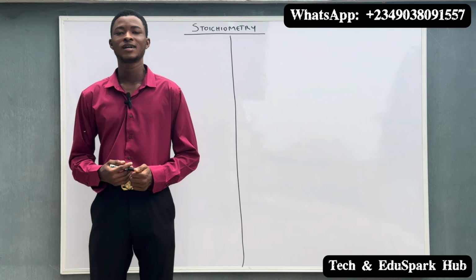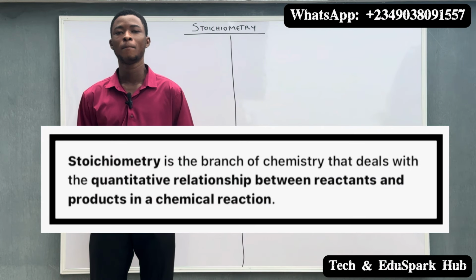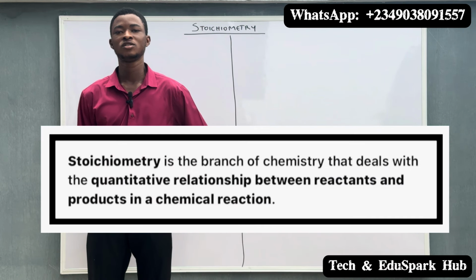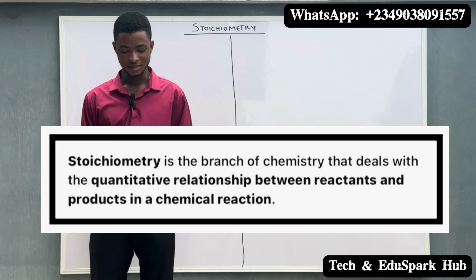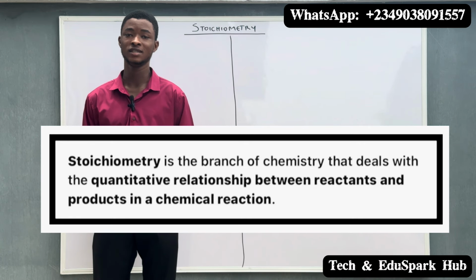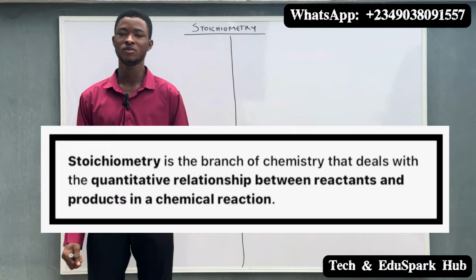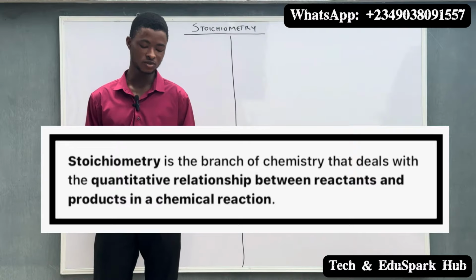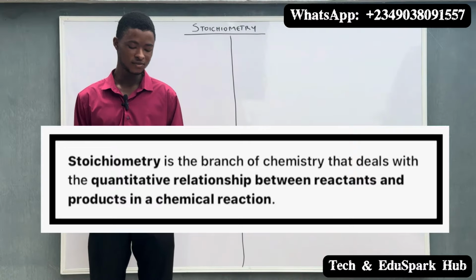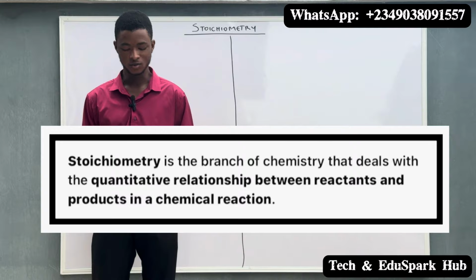So what do we understand by stoichiometry? As displayed on the screen, by definition, stoichiometry is defined as the branch of chemistry that deals with the quantitative relationship between reactants and products in a chemical reaction. So this is a simple definition of stoichiometry. It is the branch of chemistry that deals with what? The quantitative relationship between reactants and products in a chemical equation.